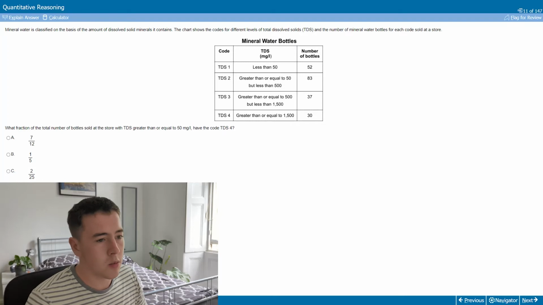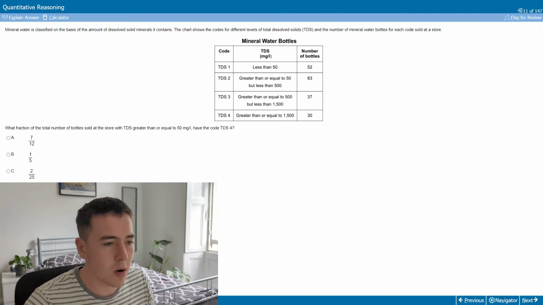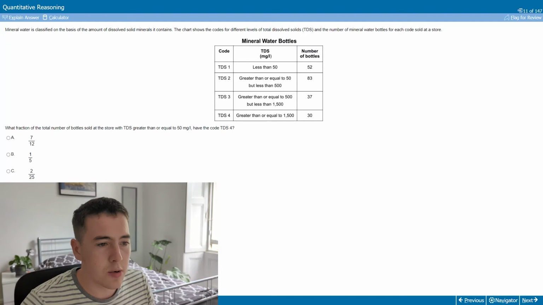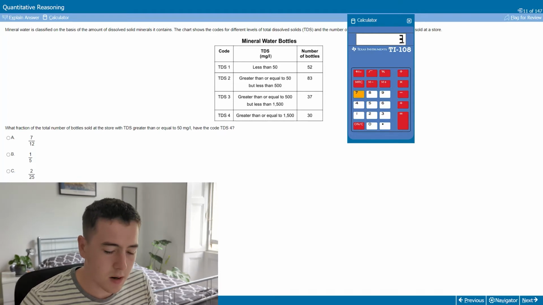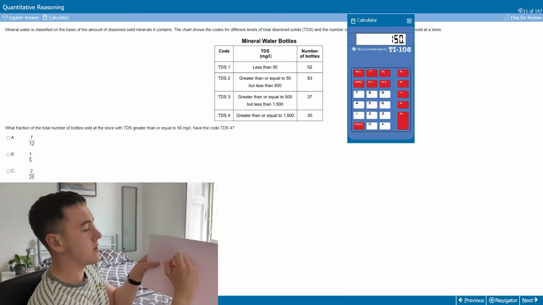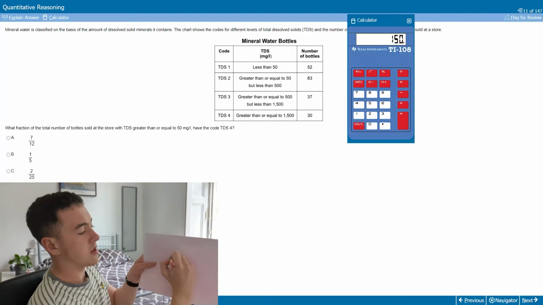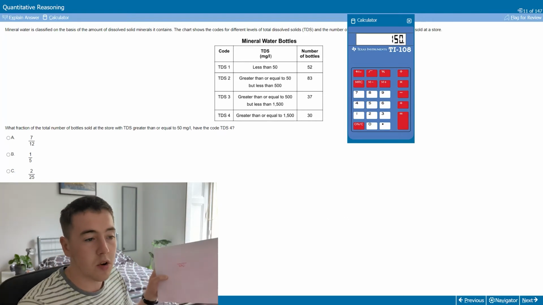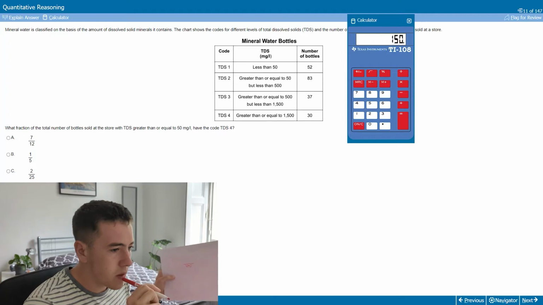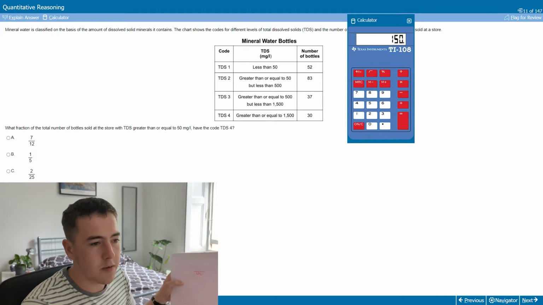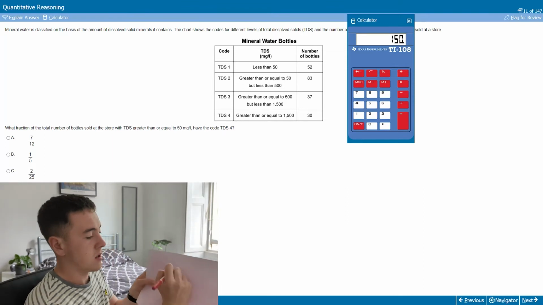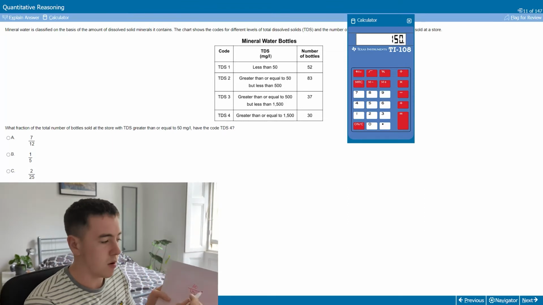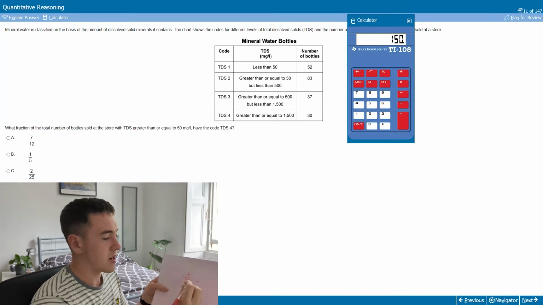So what we're essentially doing is we're going to have to find the total number of TDS 2, 3 and 4. So then we'll bring the calculator up, we'll do 83 plus 37 plus 30. So then we've got 150. We've got 150 on the bottom, and on the top, what's it asking us? Have the code TDS4. So then we look under the TDS4 section, which is the bottom line in the table, and we have 30.